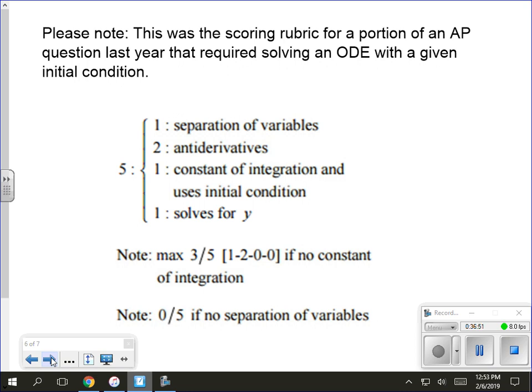Notice, if you do not separate the x's and y's, you do not get anything. If you don't do that first step right, they don't even look at the rest of it. This is one of the few times where they do something like that. If you can do what we've been working with here today, it's a big part of AP.